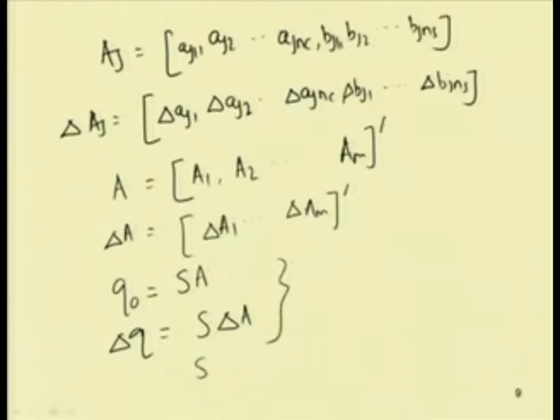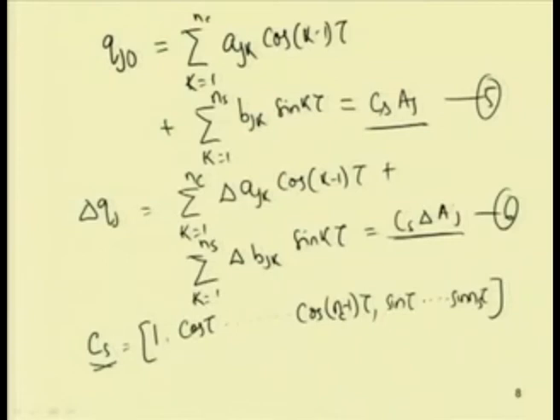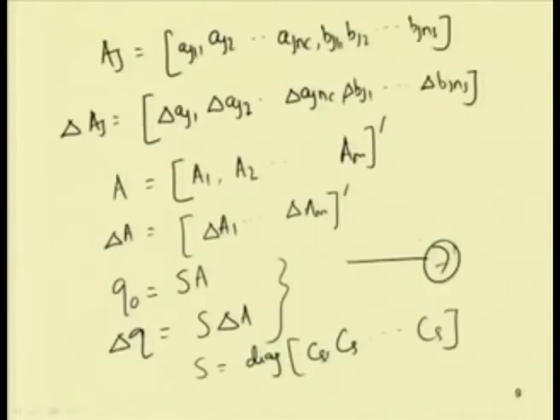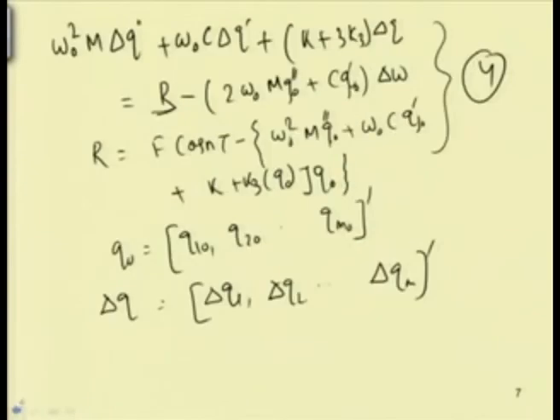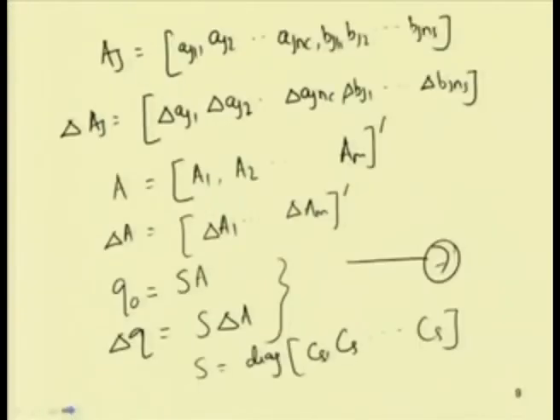Here this S can be written as diagonal, with entries C s and C s. So, in this form we can write q 0 and delta q. This is equation 6, and now I can put this as equation 7. Now using this equation 7 in equation 4, and applying the Galerkin method over a cycle, we can obtain a set of algebraic equations.